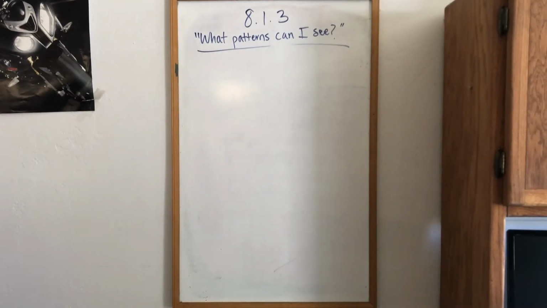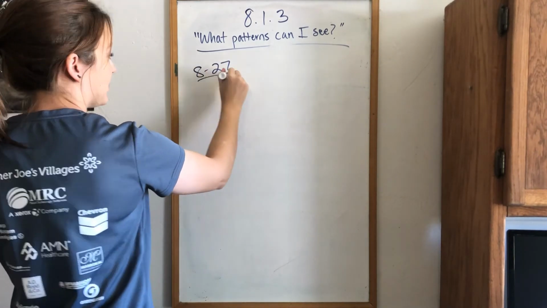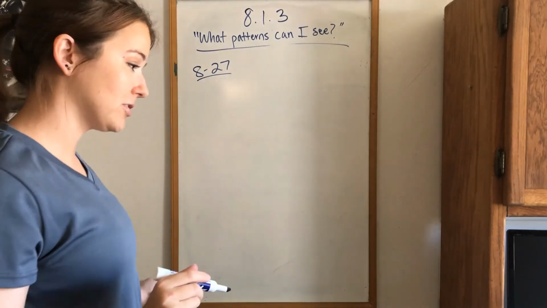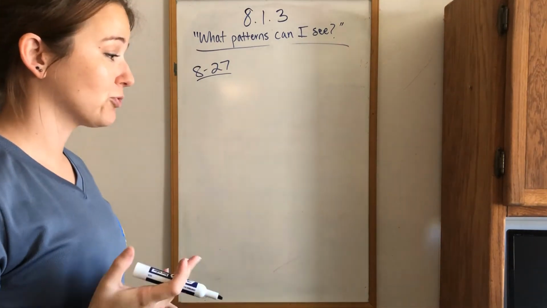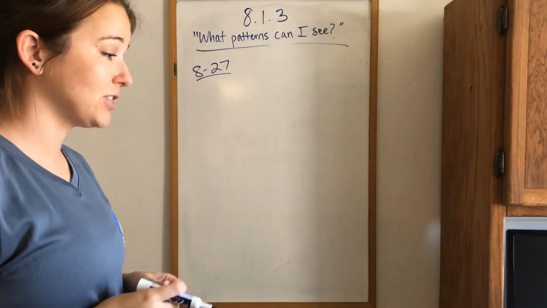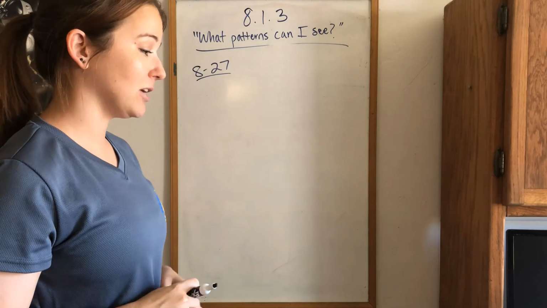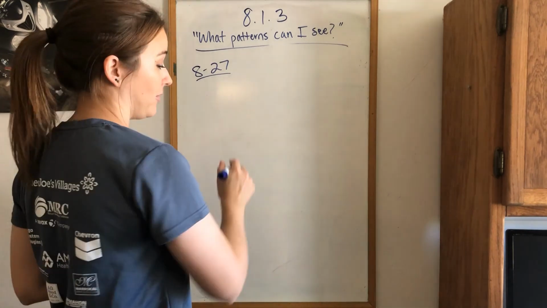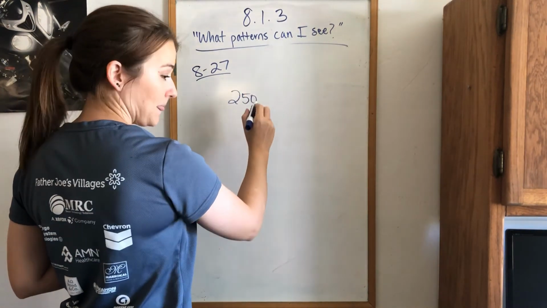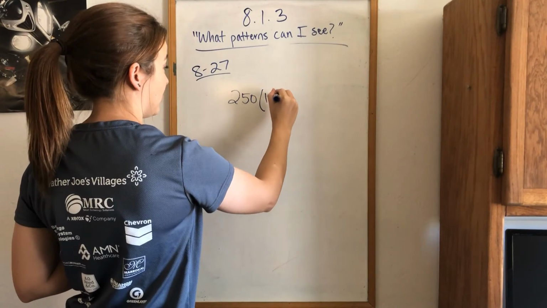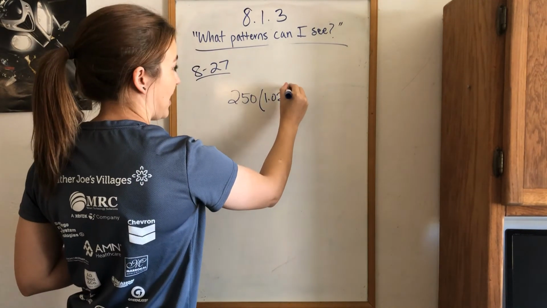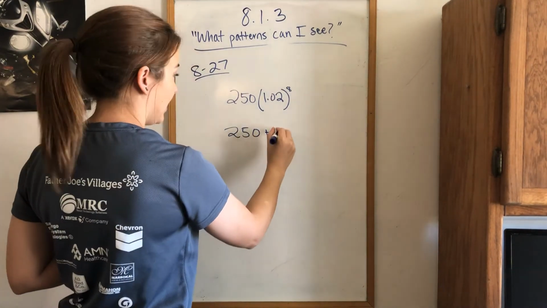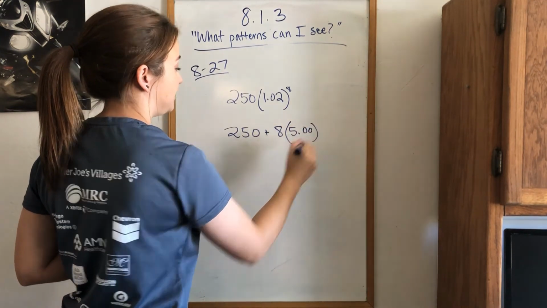Okay, 827 says, Tom has a choice between borrowing $250 from his grandmother, who will charge him simple interest, or borrowing $250 from the bank, which will charge him compound interest with the same percentage rate for both. He plans to pay off the loan in 8 months. So here's how he wrote the two expressions to figure out how much he would owe for both of the options. So here's the first option. He put 250 times 1.02, and then he put to the 8th power. And then the second one says 250 plus 8 times 5.